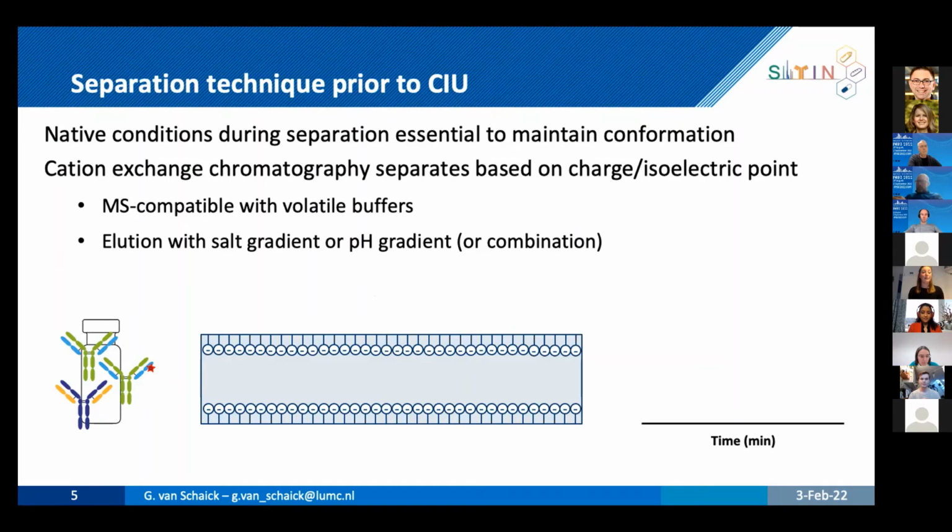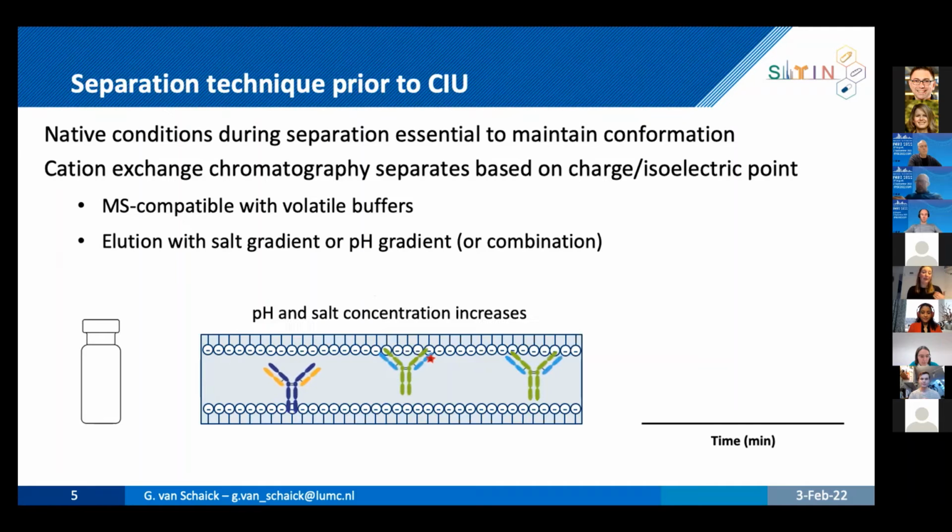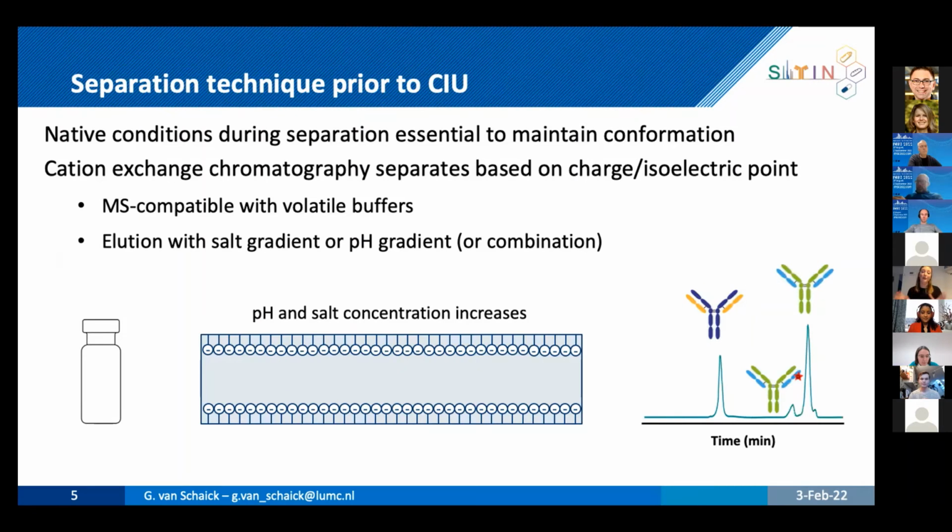And elution can be accomplished either with a salt gradient or a pH gradient, but recently it was shown that the combination of both is the best for monoclonal antibodies. So how does it work? Well, we inject our proteins, and then we increase the pH and salt in the column, and one by one our proteins or proteoforms will elute, where the first peak has the lowest isoelectric point and the last peak the highest isoelectric point.